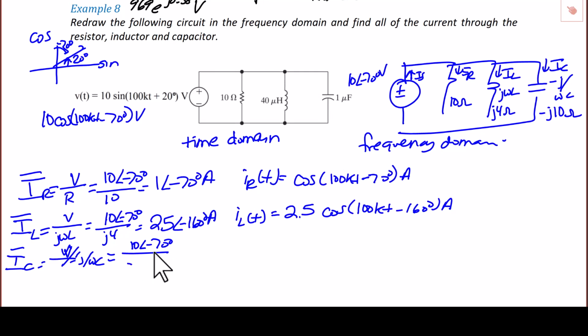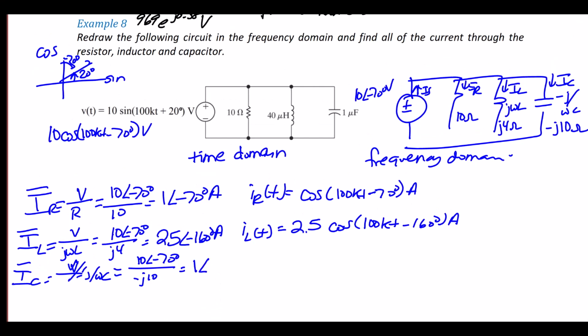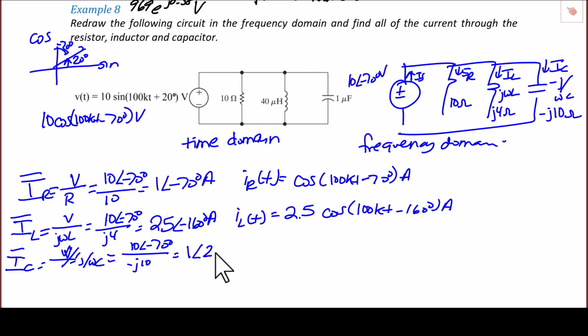So the current through the capacitor IC is equal to V divided by negative j over ωC, which is 10 angle negative 70 degrees divided by negative j10, which equals 1 with an angle of positive 20 degrees. Or if we write it in the sinusoidal steady state time domain, IC(t) is equal to the cosine of 100,000t plus 20 degrees.